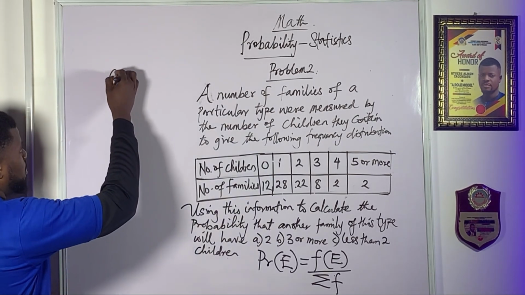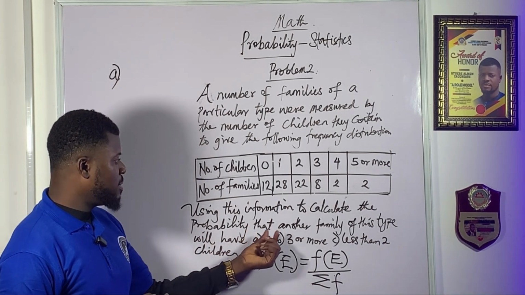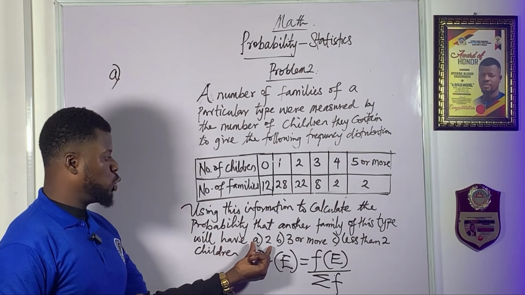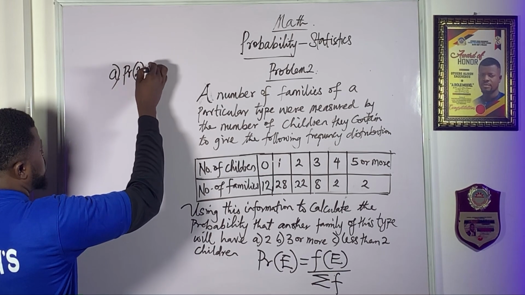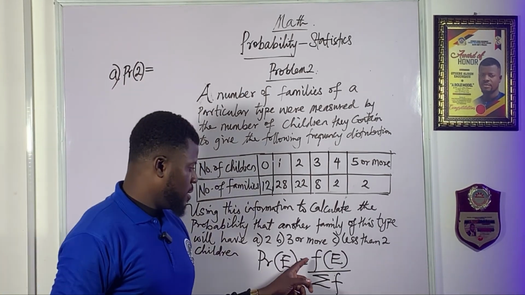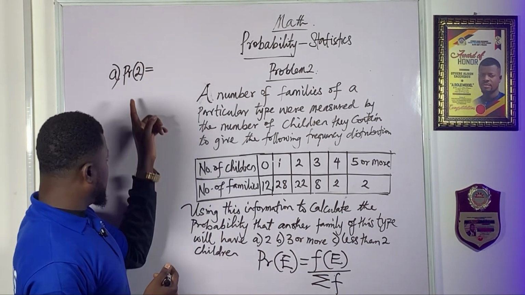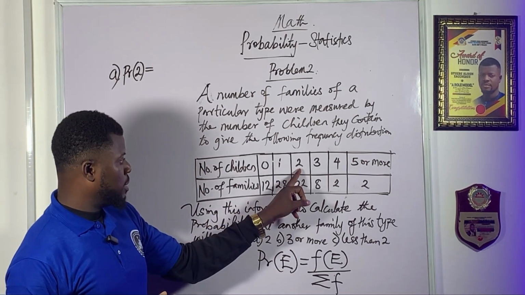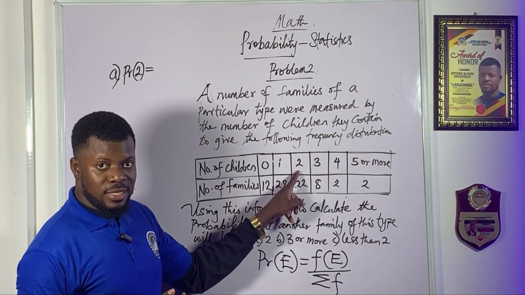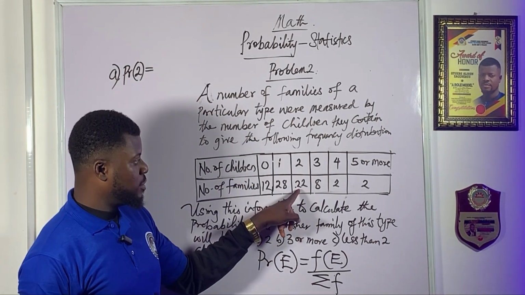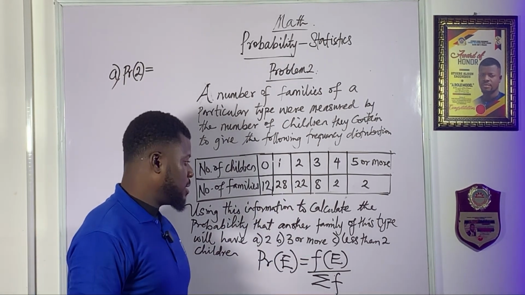So the A part of this problem is saying, what is the probability that another family of this type will have 2 children? So probability of 2 children will be equal to, so what is the f of e? What is the number of times the event occurs for this particular one? Go and locate 2 children. This is the row for children. Under that, we look for where 2 is, and we can just get it here. Under 2, we're having 22. So 22 is now the number of times that event occurs.